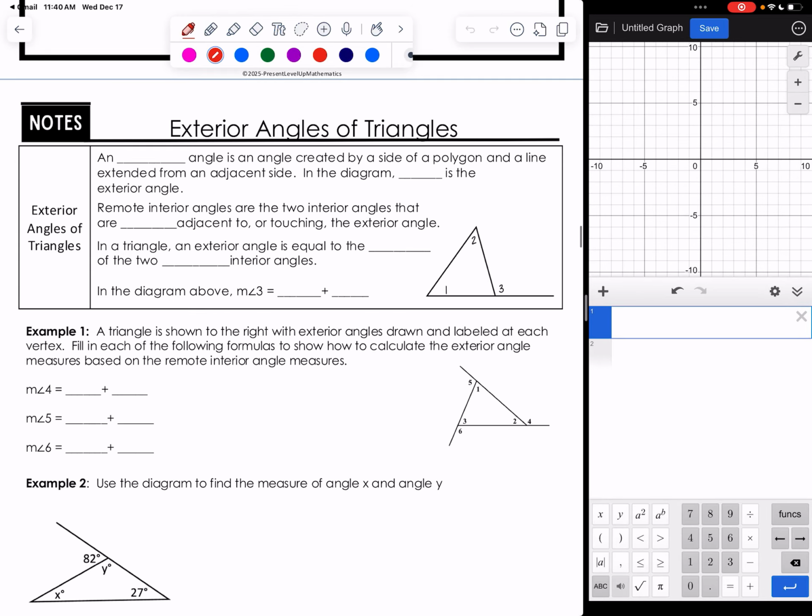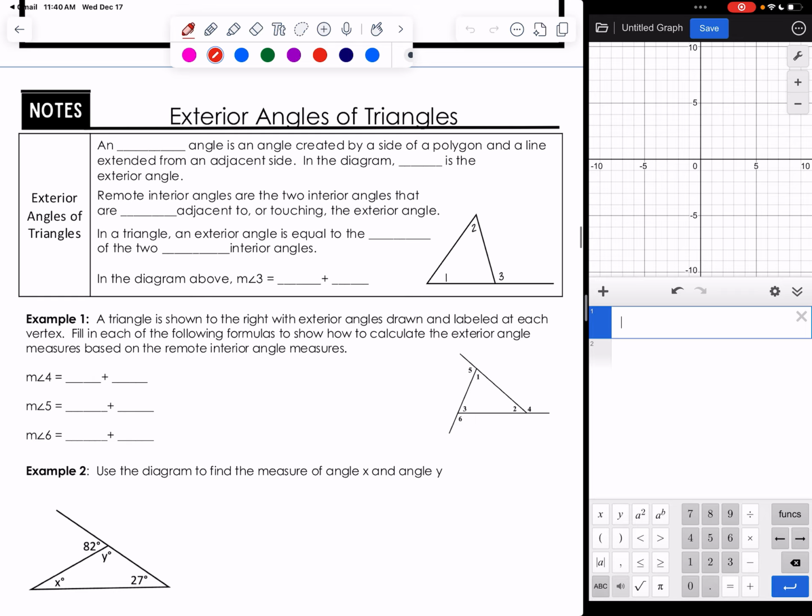In today's lesson, we will be exploring the exterior angles of triangles. Before we do, let's look at a couple of definitions.